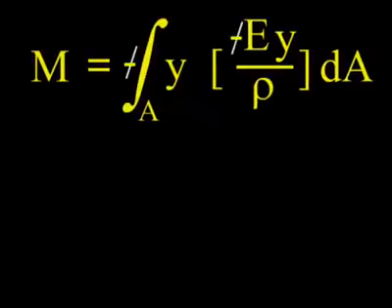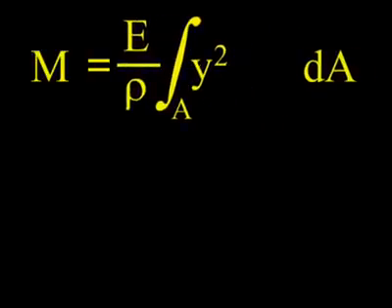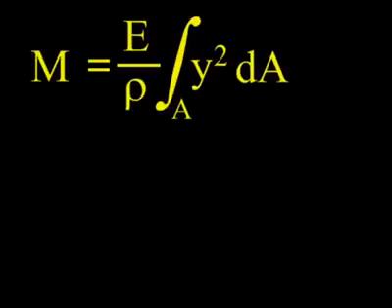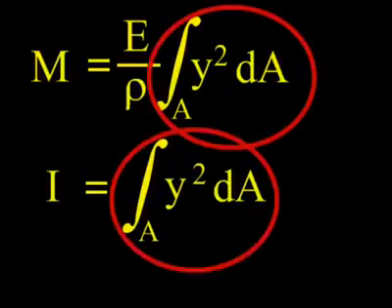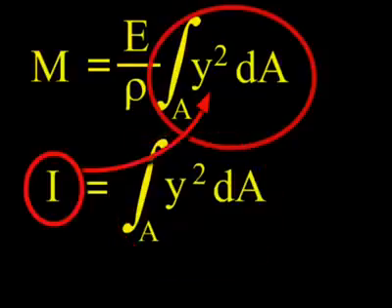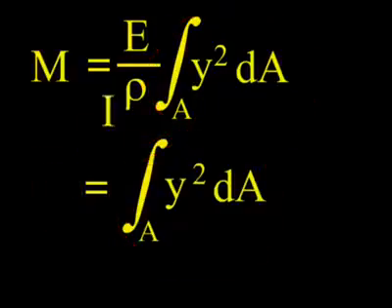The two negatives cancel out, and we can change y times y to y squared. We can then bring E over rho outside the integral sign, since they do not change from place to place over the cross-section. Now the quantity described by the integral is the moment of inertia. So we can substitute I into the equation to get M equals E times I over rho.